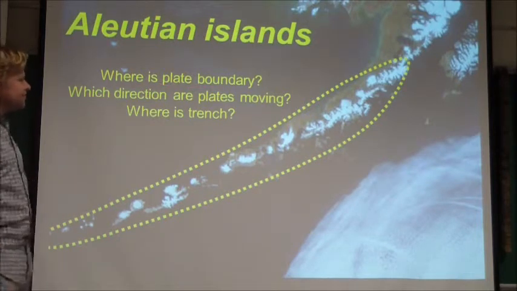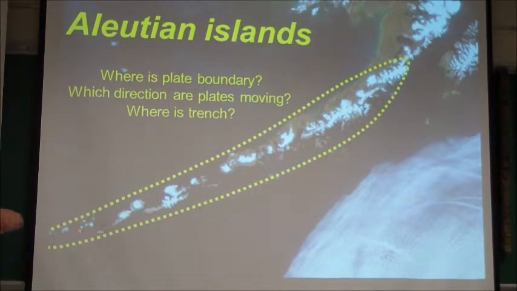Where is the plate boundary? Here's the Aleutian Islands. If you can't see them, there they are. If you can't see the yellow line, showcase that. There you are. Where do you think the plate boundary is? You think it's over here? You think it's out here? I think it's somewhere out here. So the plate boundary is somewhere out here. Where's the ocean trench? Same thing. And so the ocean trench is out here.